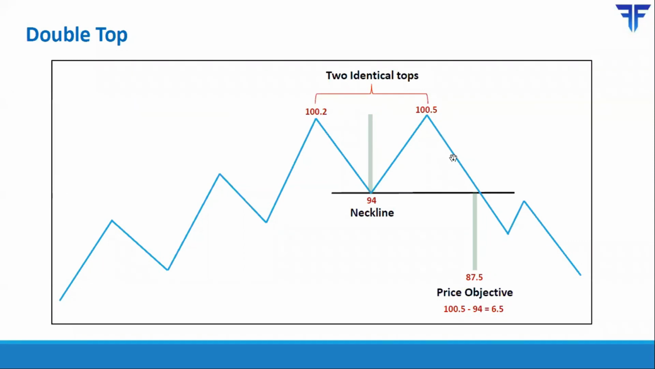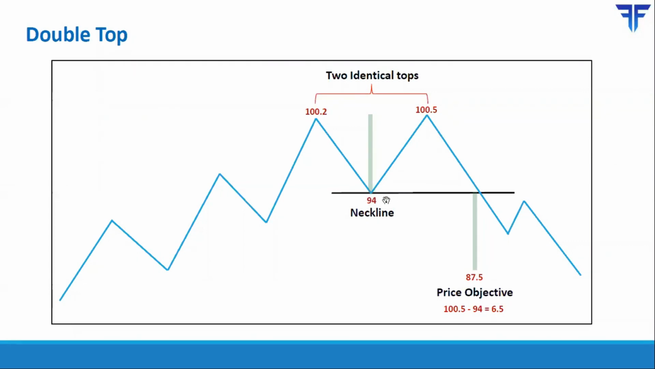Going forward in time, if the prior low is broken, which is 94, if that low is broken, then that completes the double top pattern and signals a reversal in trend from up to down. So once this 94, which is the intervening low, is broken, then it signals that going forward in time you could see lower prices.